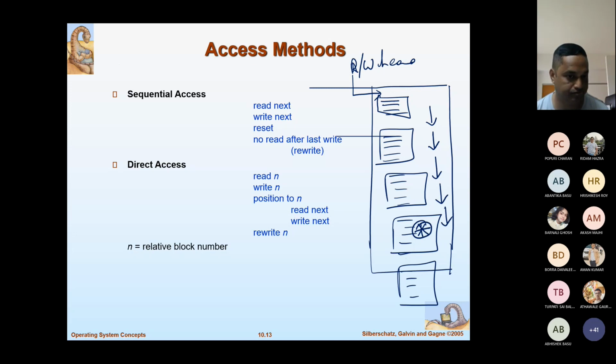This is one approach. How can you go? You can go by read next or write next. Or you can reset it to bring it back to the previous position, the first position. So read next, write next, reset.